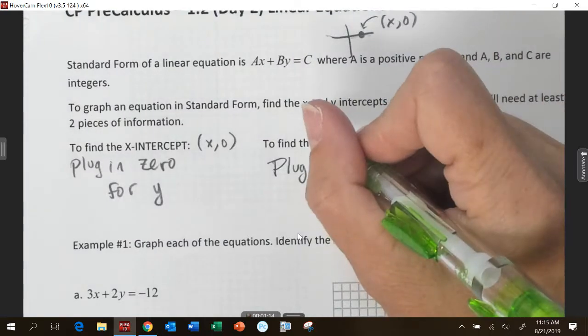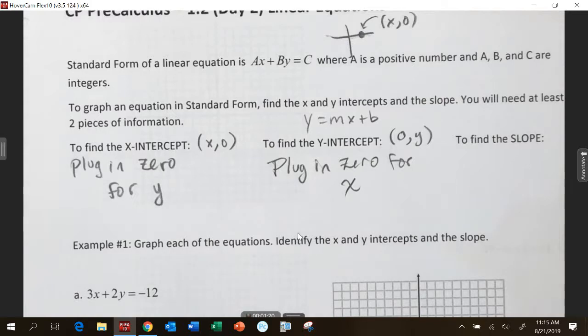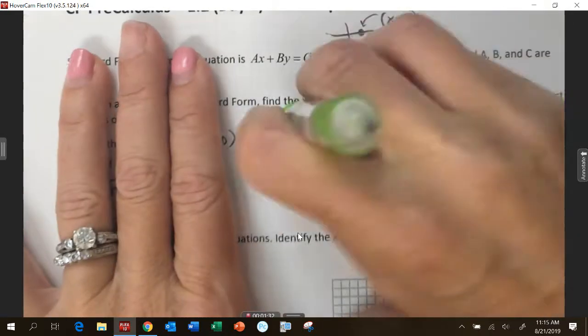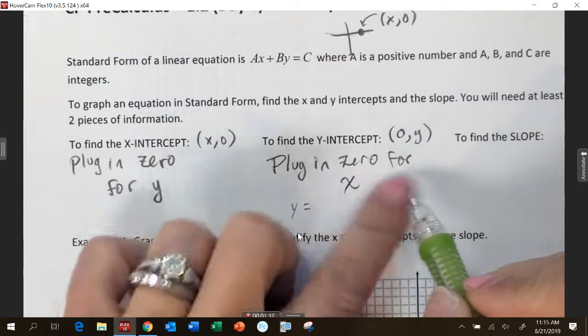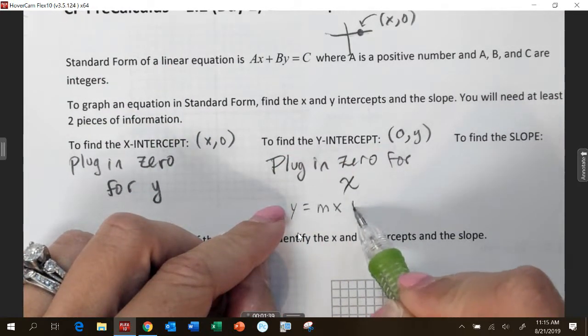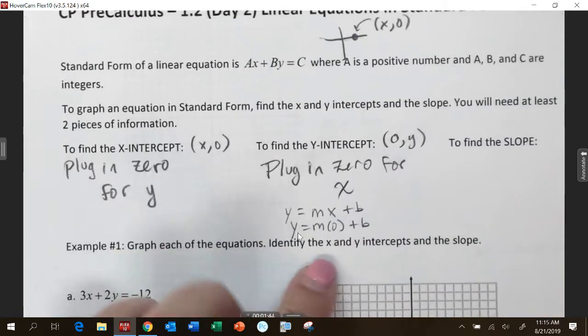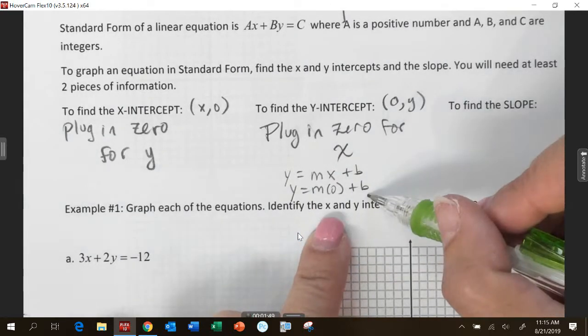So if we were using y equals mx plus b, how does that work with finding the y-intercept? Because you guys are just like, well, it's b. I didn't have to plug in 0. Right? How does that work with y equals mx plus b? If I plug in 0 for x, what do I get? I get b. I get b for my y-intercept.